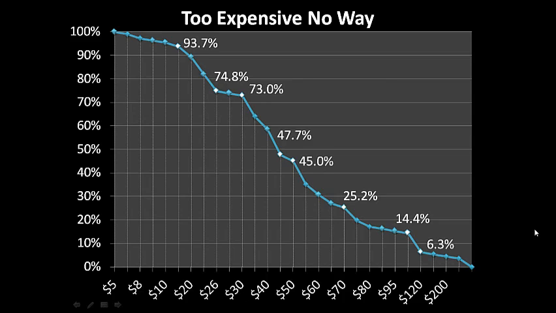And we did another one of these for too expensive, no way we would ever purchase. We started off at $15 to $26, and we are losing 1.7% of our customers per dollar increase. And once again, 1 whole percent is going to equal 1.16 customers. So we want to pay real close attention to where we're losing the most customers per increase. And we have another drop-off between $30 and $45, and that comes out to be 1.69% per dollar increase. And another drop-off between 45 and 25.2%, which is $50 to $70, and that's 1% per dollar.